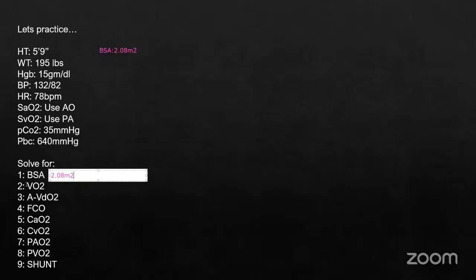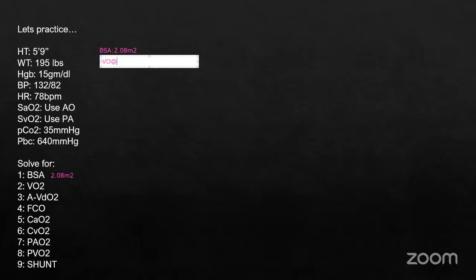Good. My next problem, number 2, is VO2. To resolve for VO2, my formula is 125 times BSA. And I already have BSA, so I can go ahead and resolve for VO2, which is going to be 125 times 2.08. So VO2 equals, I keep doing the colon. Okay, so it's 260. Okay, so I'm going to come back here at the bottom and write 260.